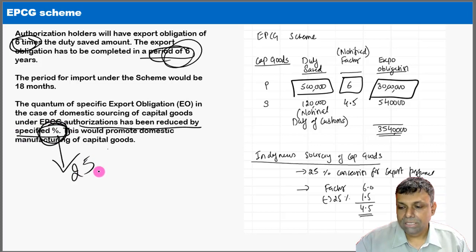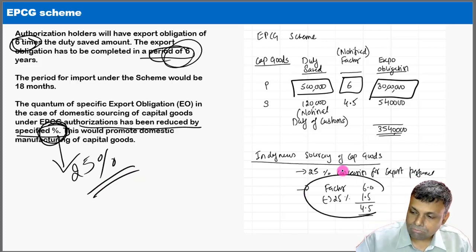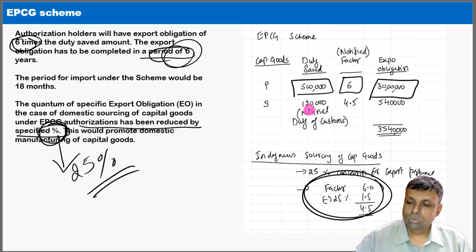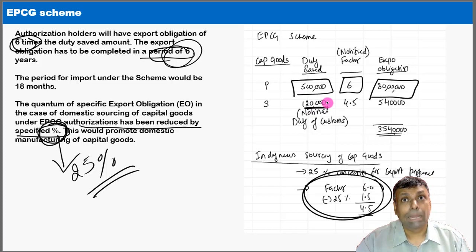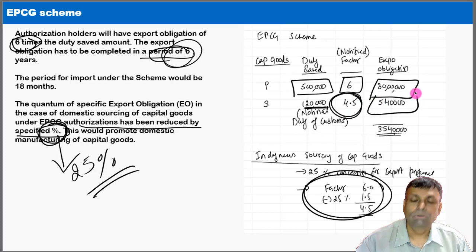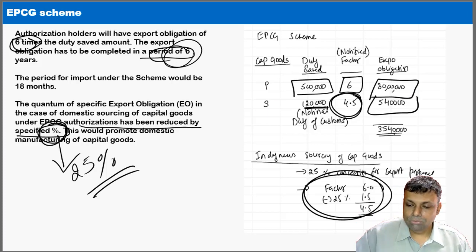The specified percentage is 25%. So normally your factor is 6. The factor of 6 discounted by 25%. So this is your working here, discounted by 25%. So now your factor is going to become 4.5. So if it was domestic capital goods, but for the export, in that case your export performance requirement will be on the lower side. And this is basically an incentive given for procurement of capital goods from the domestic market. So this is basically a support for the domestic market in this situation, which you call an export incentive with respect to capital goods.